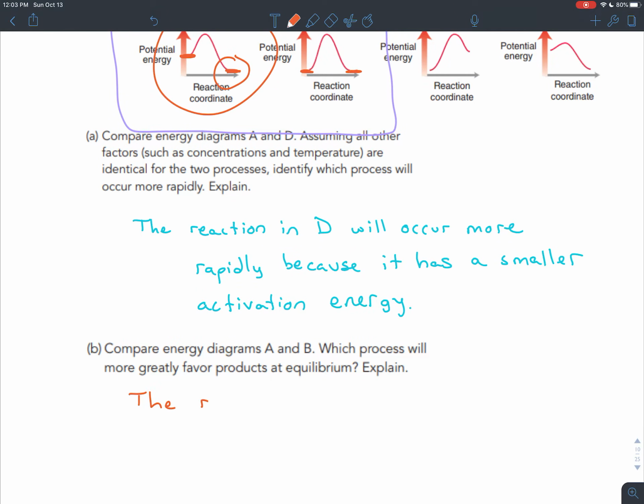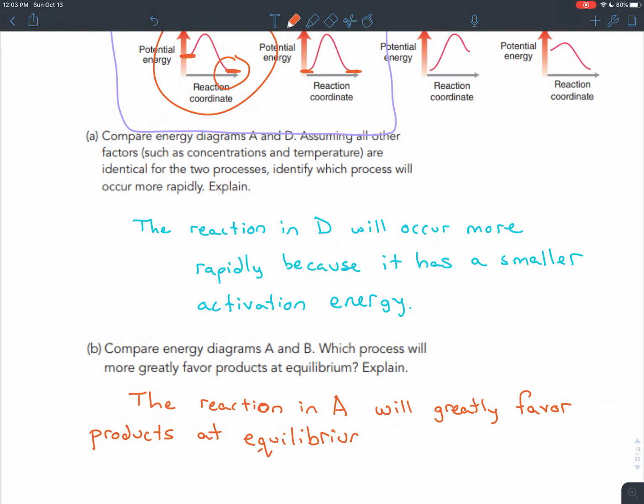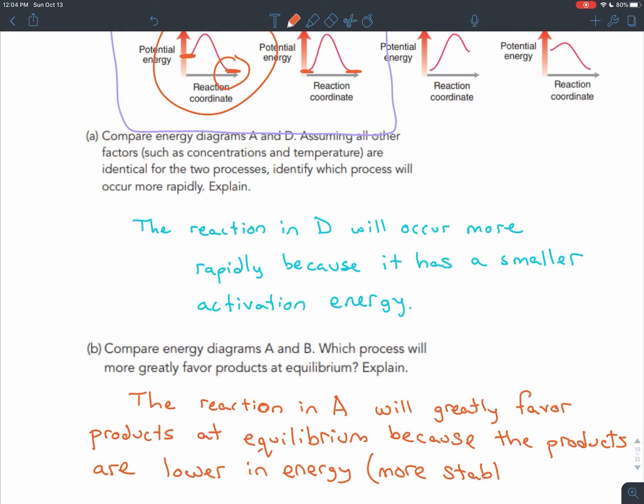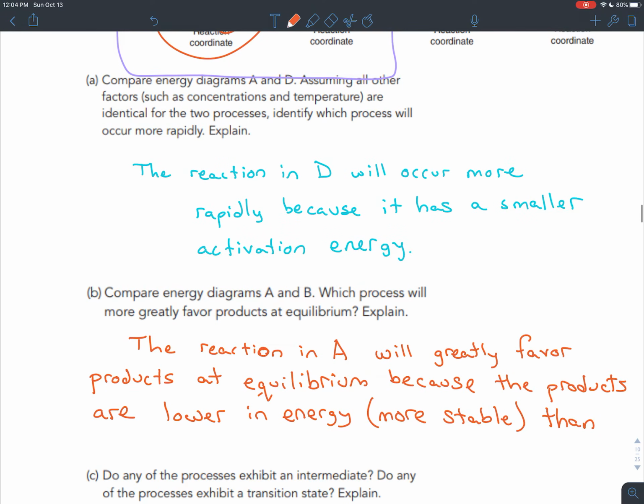So you could say the reaction in A will greatly favor products at equilibrium because the products are lower in energy, in other words, more stable than the reactants.